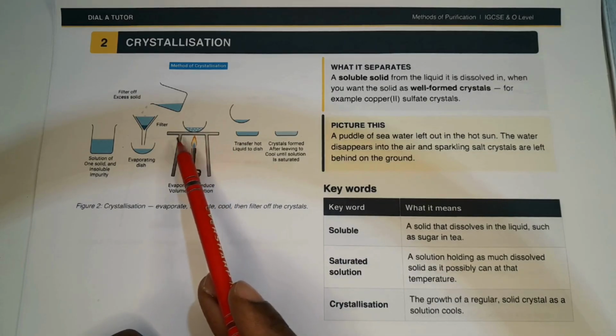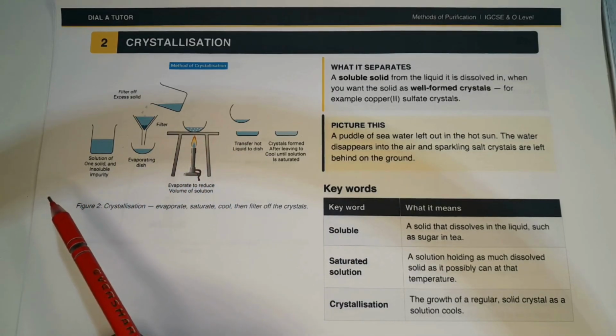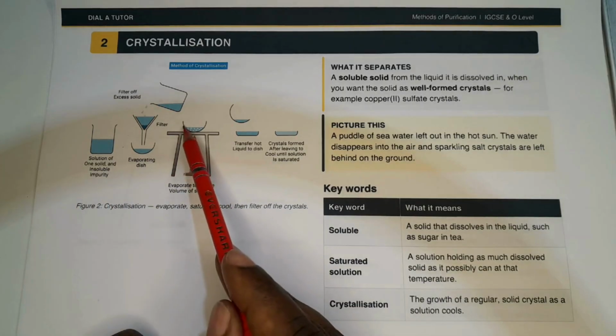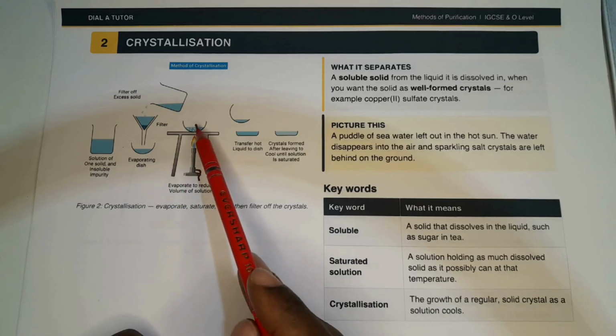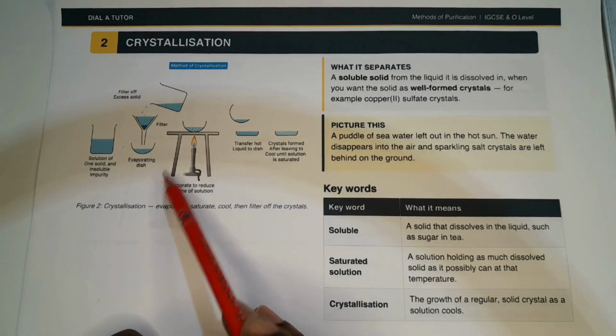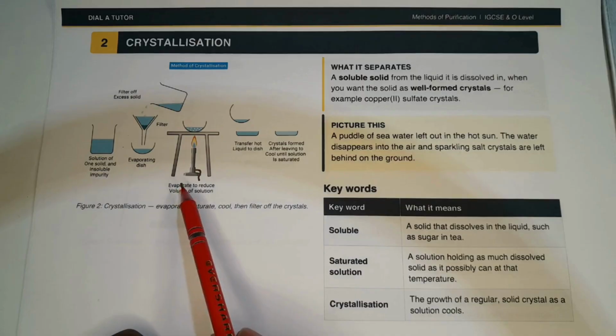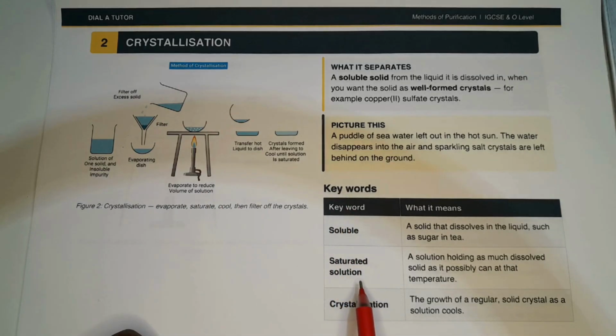Okay, so then number two, you pour the solution into an evaporating basin and heat gently to boil off some of the water. Stop heating once the solution is saturated. You need to know what a saturated solution means. If you look at the keywords, a saturated solution is holding as much dissolved solid as it possibly can at that temperature.